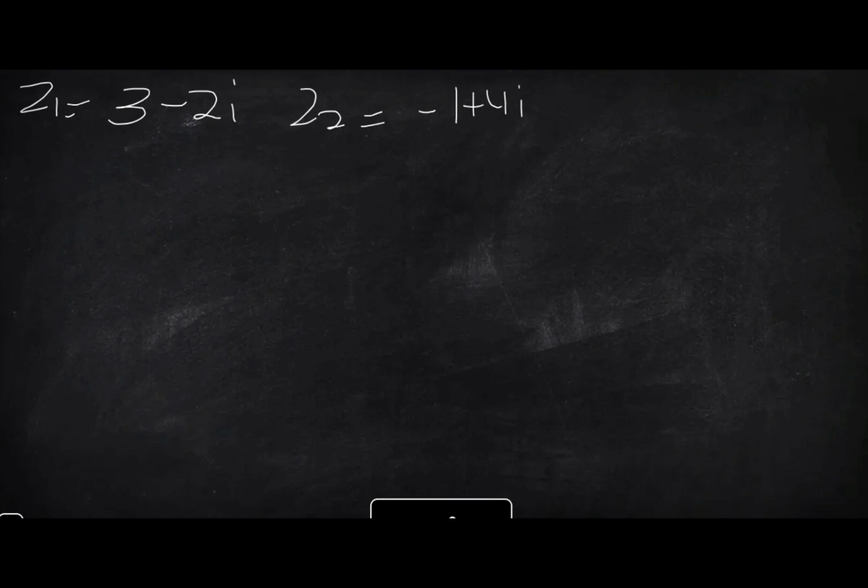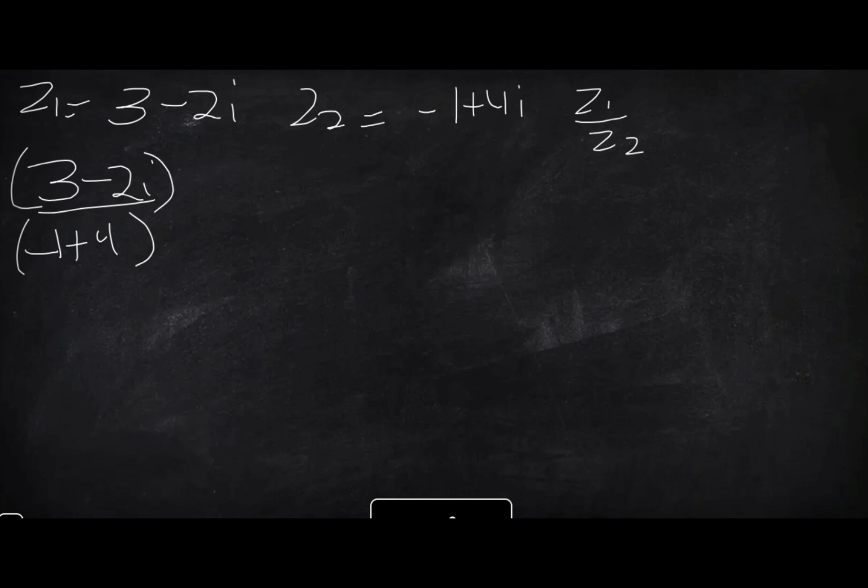Let's take an example to explain further. If we have z1 equal to 3 minus 2i and z2 equal to -1 plus 4i, find z1 divided by z2. So to find z1 divided by z2, we have 3 minus 2i divided by -1 plus 4i.